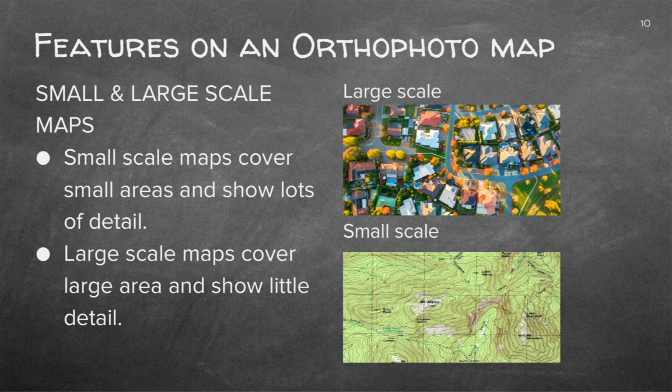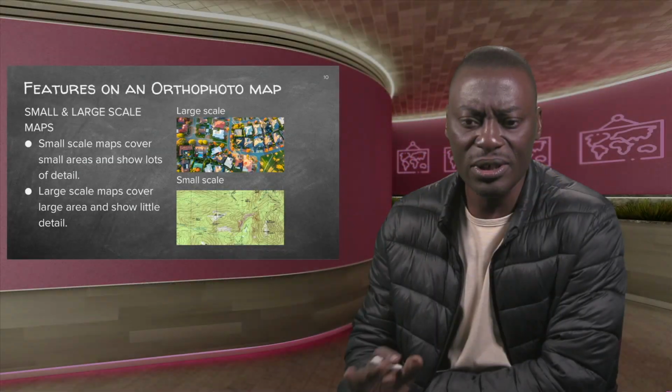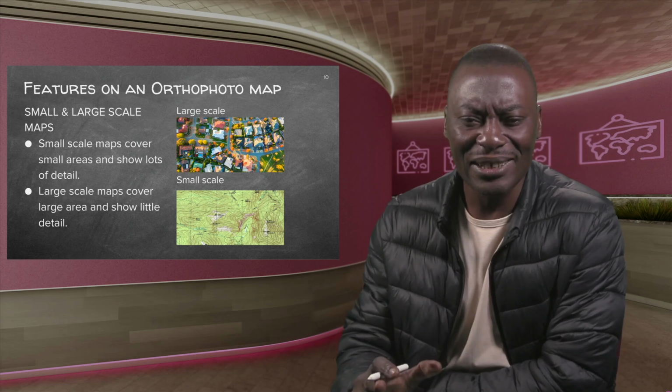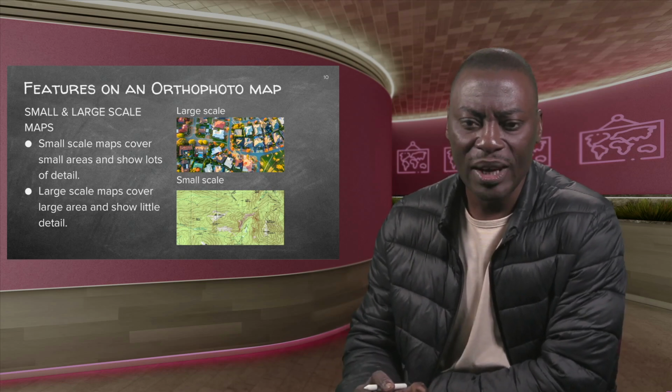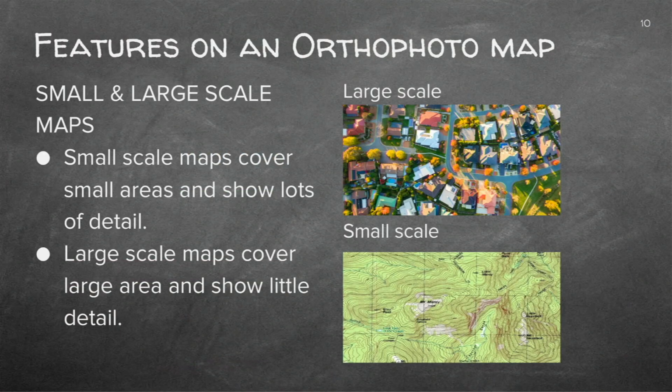Now, let's look at scale. I just mentioned scale, so this will be a very good time to talk about large scale maps and small scale maps. I just told you that orthophoto maps in South Africa are always in the scale of 1 to 10,000. Compare that scale to a scale of 1 to 50,000. The question to you is, which of the scales do you think is bigger? Is it 1 to 10,000 or 1 to 50,000?